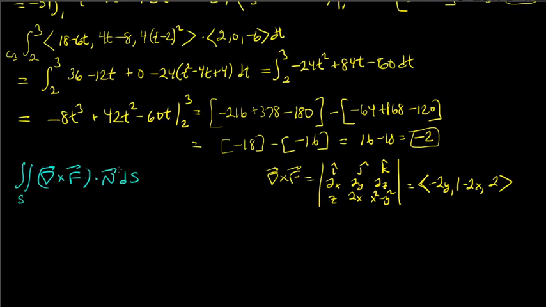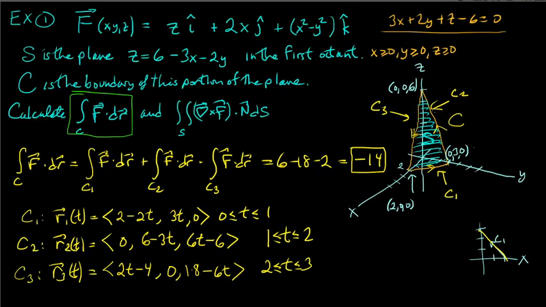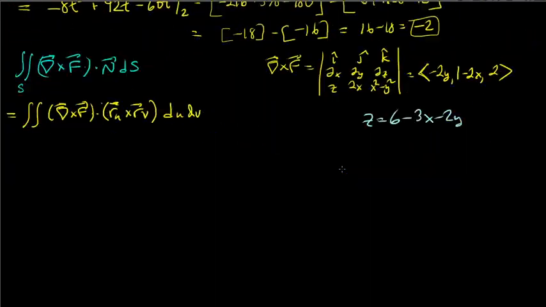All right. So that's the curl. And then what's n? So n, of course, is the unit normal vector. Or, rather than do the unit normal vector, remember, we can calculate this as the curl of f dot Ru cross Rv, if we parameterize the surface, and then du dv. So how do we parameterize this surface here, right? This is a plane, and it's just z equals 6 minus 3x minus 2y. Yep, just making sure.